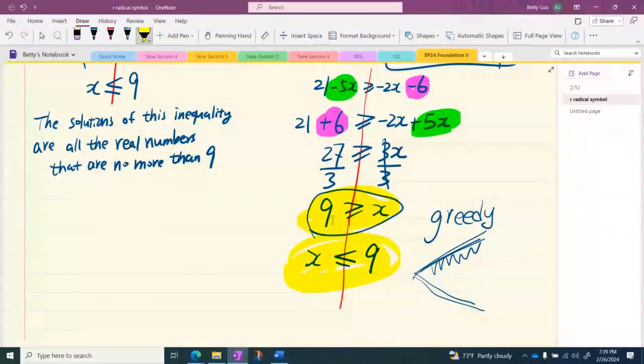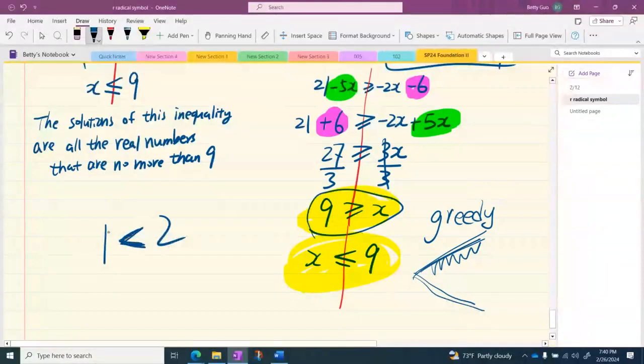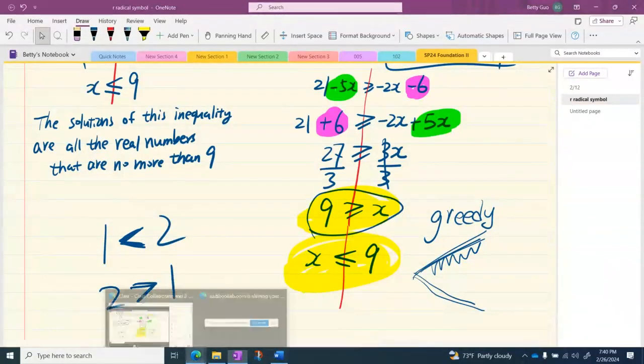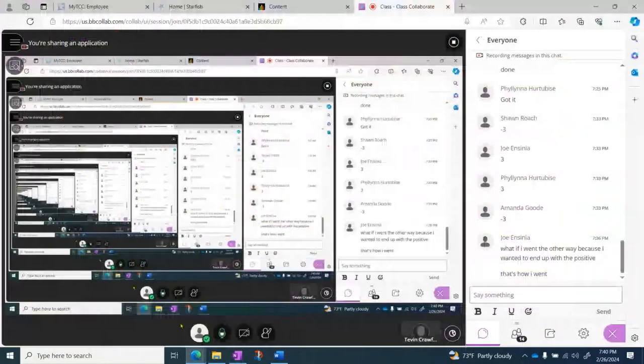It's like if you have 1 is less than 2, which is a true statement. You can also write that as 2 is bigger than 1. They are the same thing, but look different. Did I address your question? That's how I went. Yeah, okay.